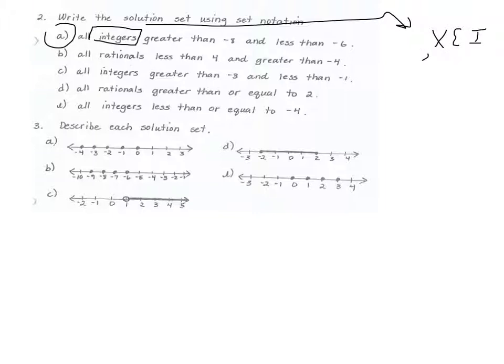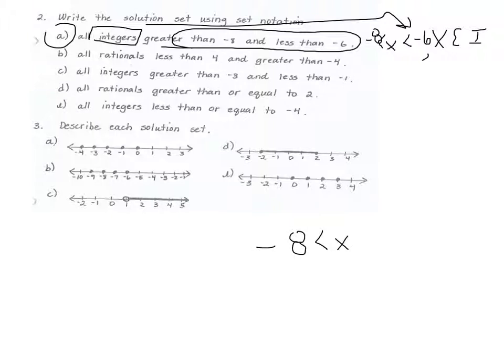Okay? And the number is greater than -8, but less than -6. So x is going to be greater than -8, but less than -6. So again, I would write that a little bit neater. X is greater than -8, but less than -6, and x is a set of integers. They just actually want you to use set notation. You don't actually have to graph that.